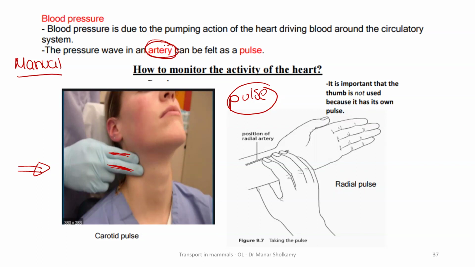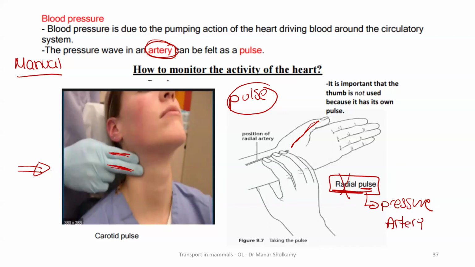Now, we have some arteries that are close to the skin in some parts of the body that I can feel. There is an artery here just below the thumb known as the radial artery, and this is known as the radial pulse. If you don't want to memorize the name, it's okay. But you need to know the pulse is feeling the pressure in an artery, not a vein, not a capillary, in an artery, okay? This is the manual method.